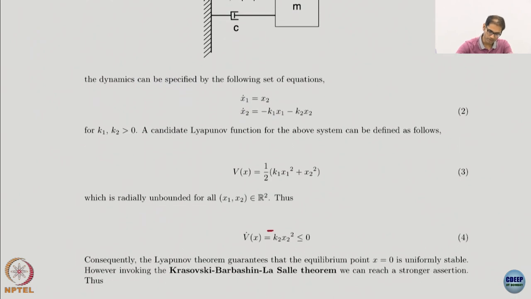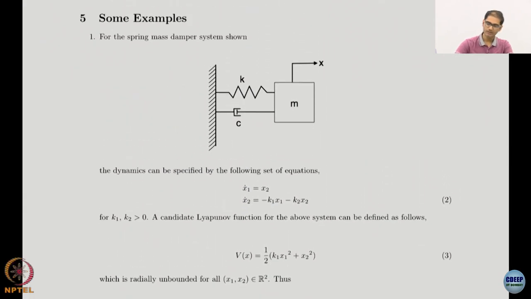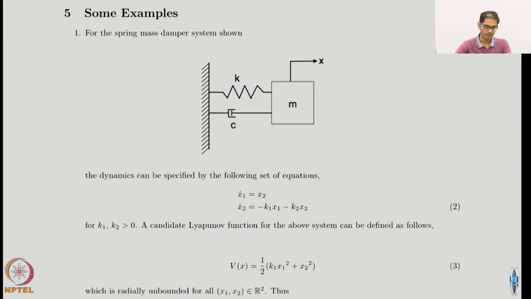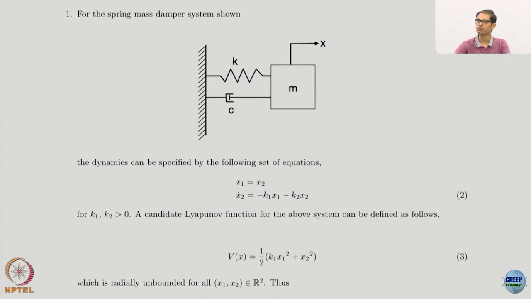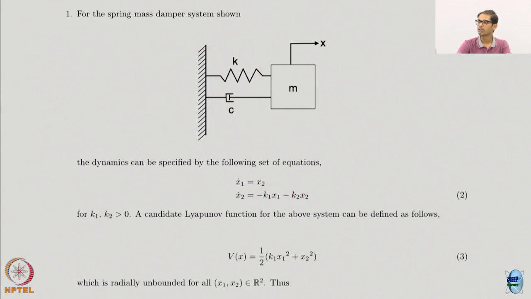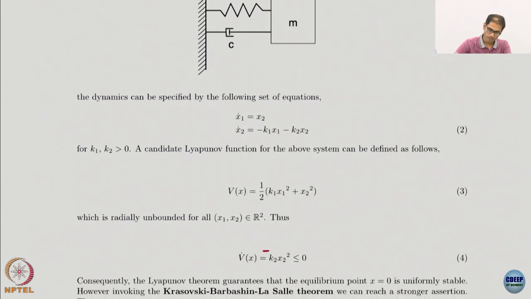The spring mass damper example is also very similar and much easier. This is a spring mass damper, just a linear version of the pendulum, a linearized pendulum if you may. This is what the dynamics looks like. x1 dot is x2, x2 dot is minus k1 x1 minus k2 x2. The constants k1 and k2 depend on spring mass coefficients.